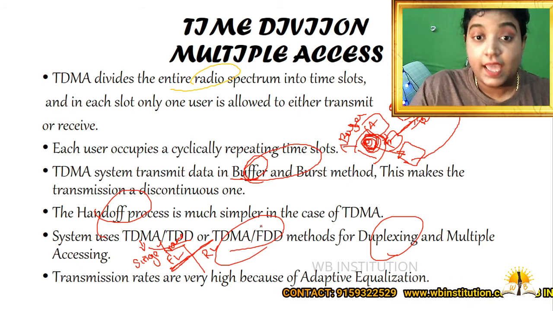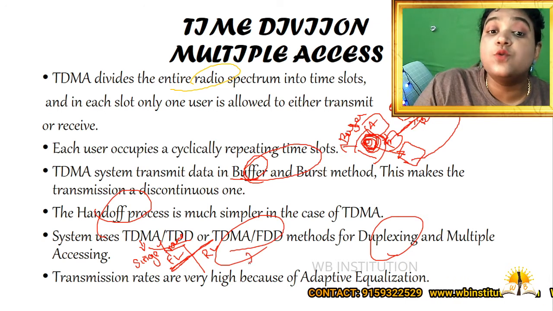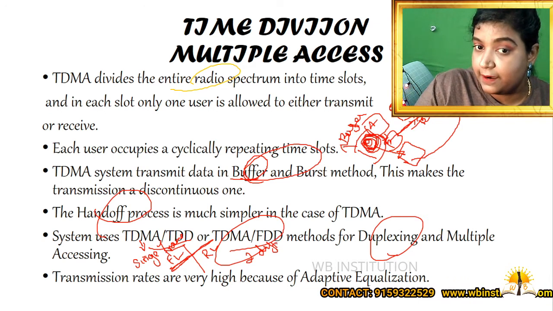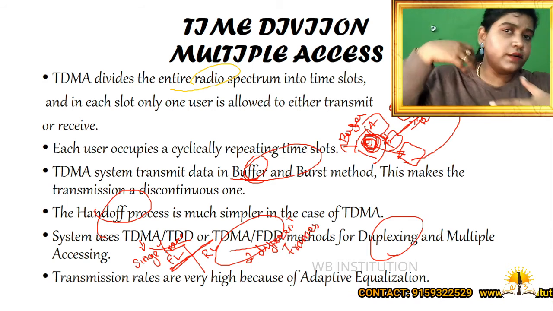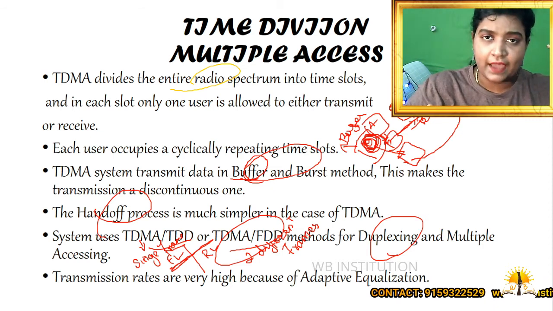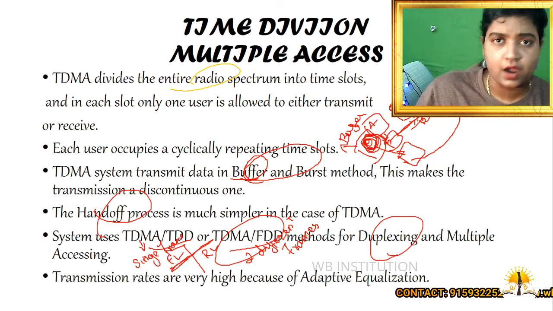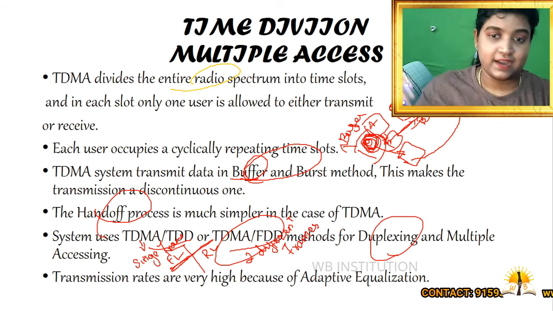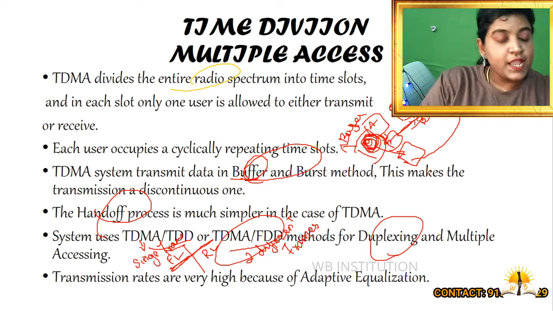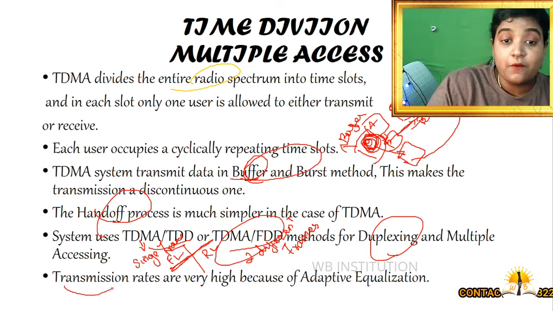Now TDMA-FDD, time division multiple access FDD, holds two different frames, so that the forward link and the reverse link can each be carried out by one of them. One frame is used for the forward link, and the other is used for the reverse link. Clear? Now the final point says that the transmission rate is very high.